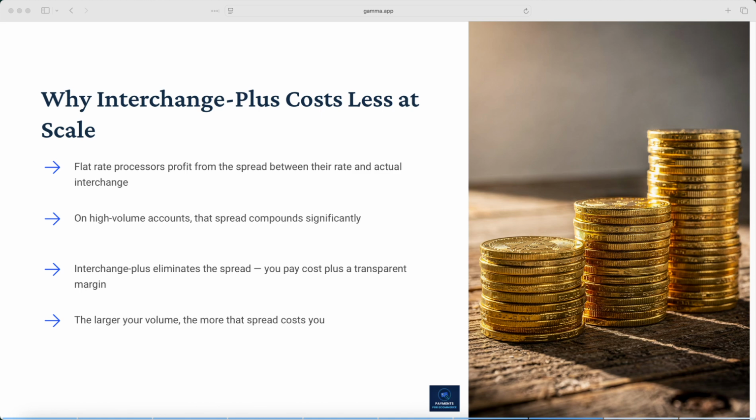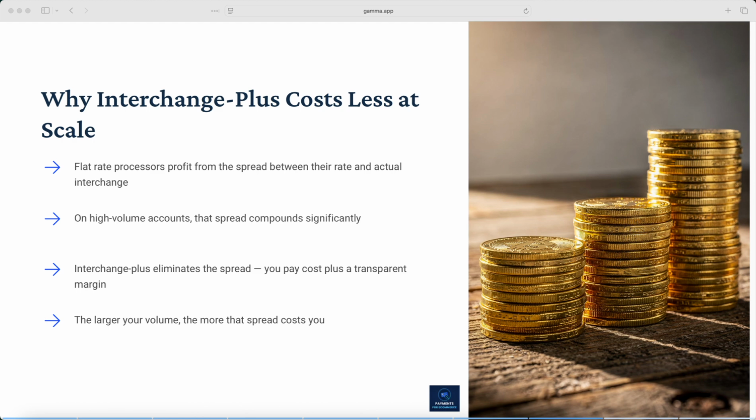Well, it comes down to how flat rate processors make their money. They profit from the spread, the difference between what they charge you and what the transaction actually costs them. On a small account doing $5,000 a month, that spread is a few dollars. On an account doing $100,000 a month, that spread is hundreds of dollars every single month.